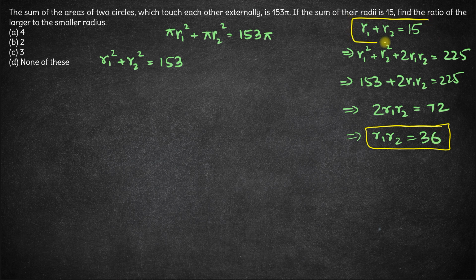So we have these two equations that the product of the two radii is 36 and the sum of the two radii is 15. Now if you are good with calculations, you can easily figure out that the value of r1 and r2 will be 12 and 3, right? 12 into 3 is 36 and 12 plus 3 is 15.